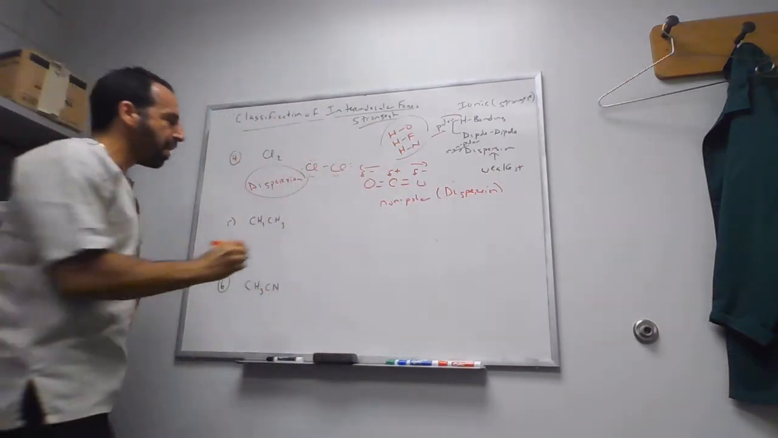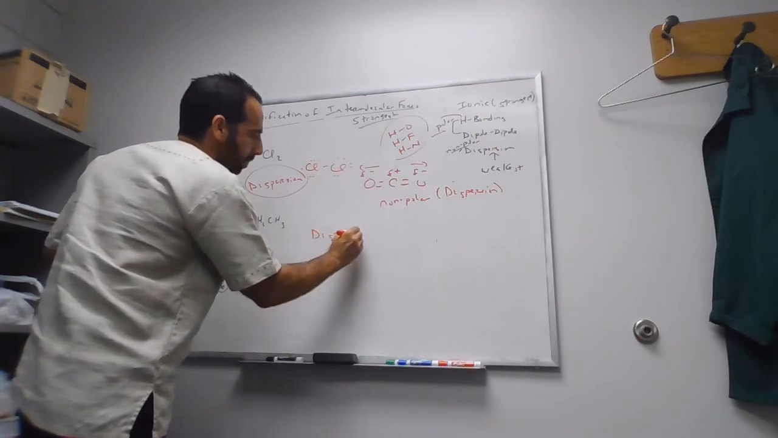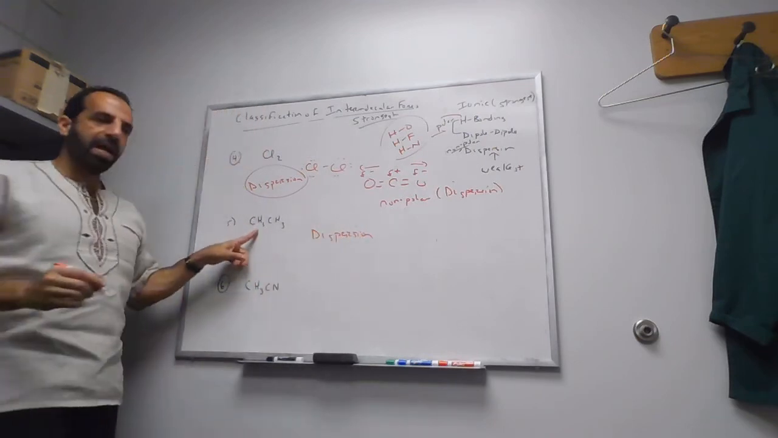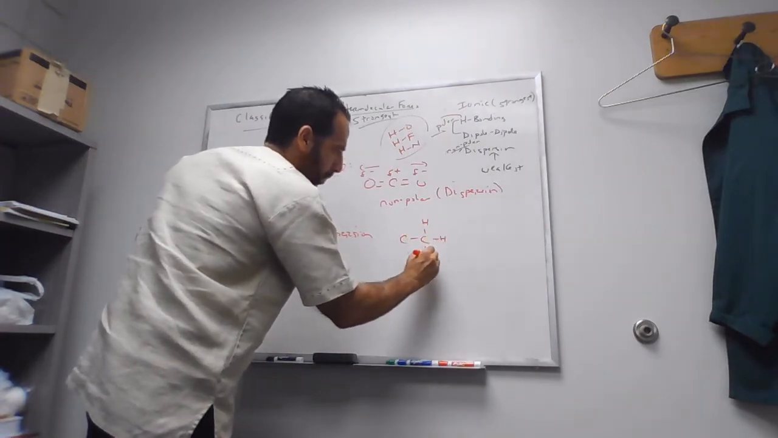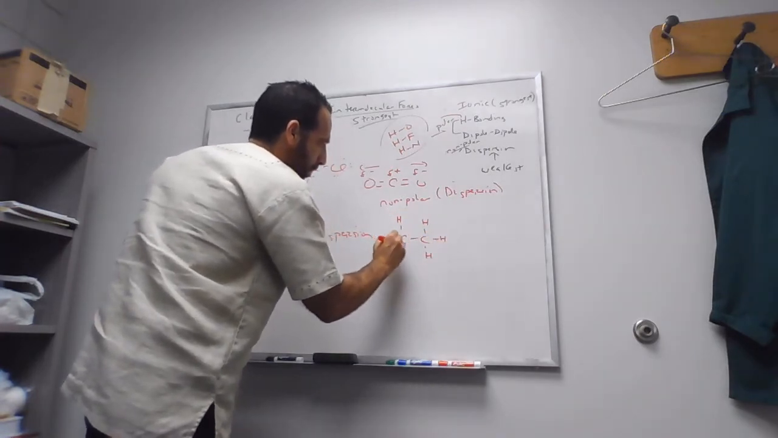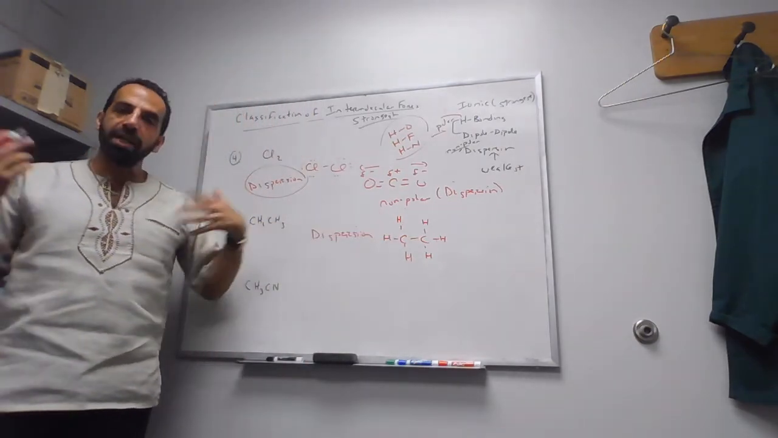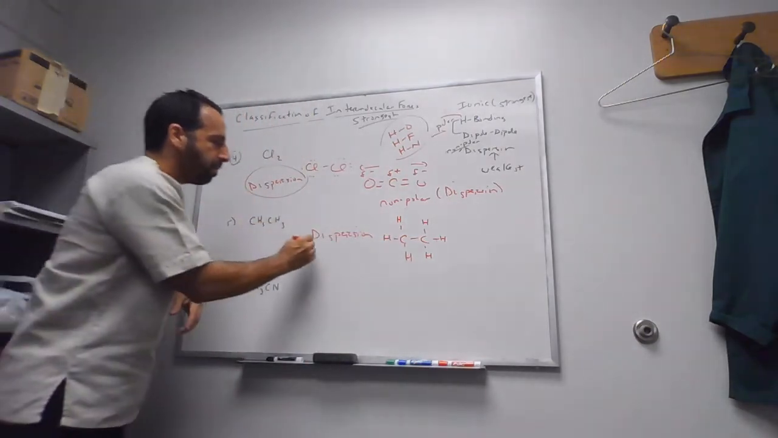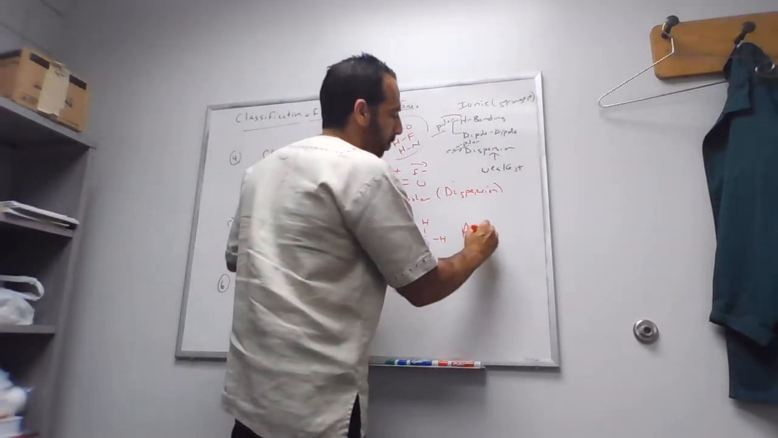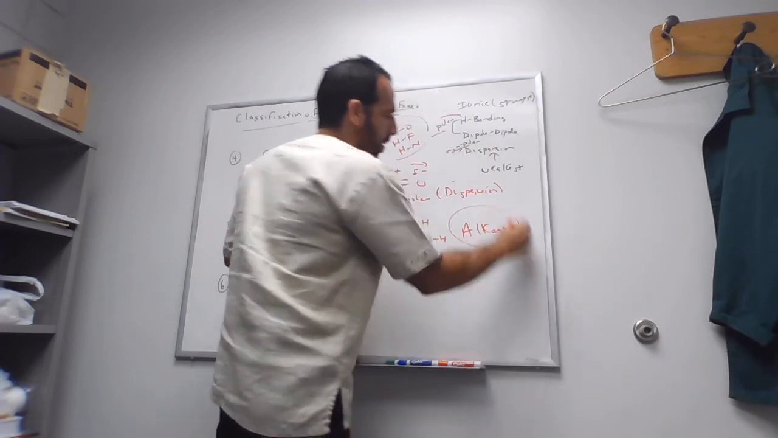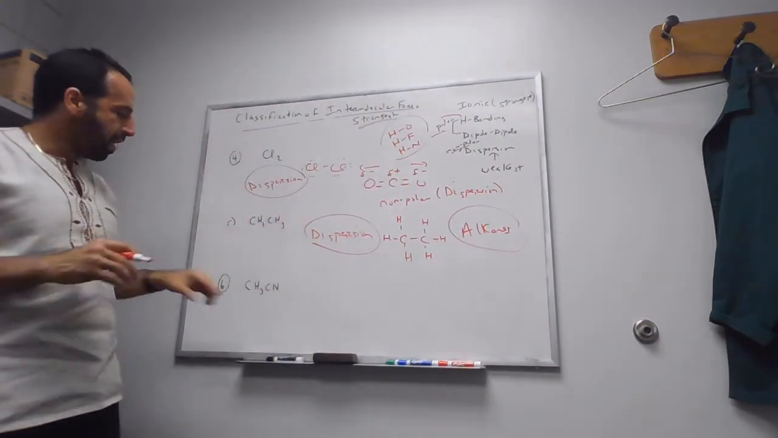C2H6, this is actually ethane. This is going to be dispersion. If you draw it out here, it just has carbon-carbon bonds, which are nonpolar, and carbon-hydrogen bonds, which are nonpolar. So this is just dispersion. So any type of alkane will be dispersion. They're nonpolar; carbon-hydrogen bonds are nonpolar overall, so just dispersion forces.